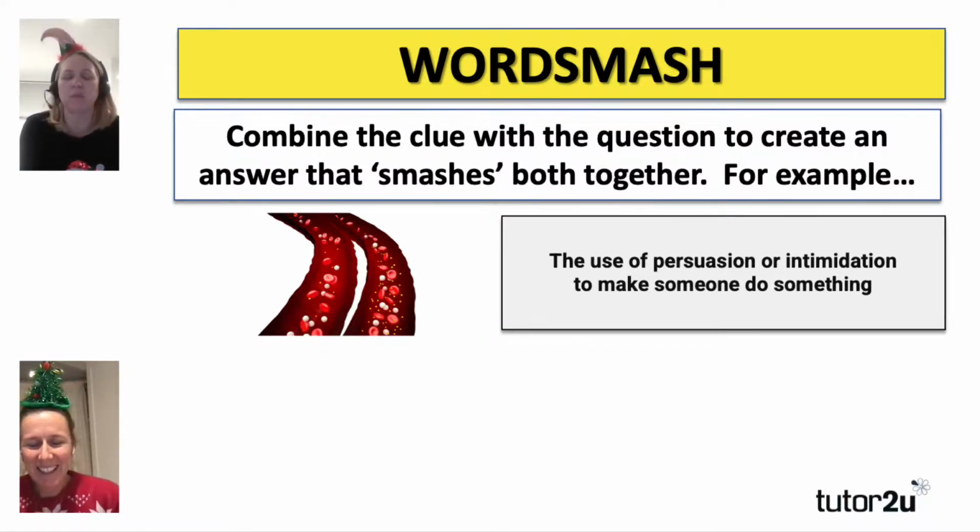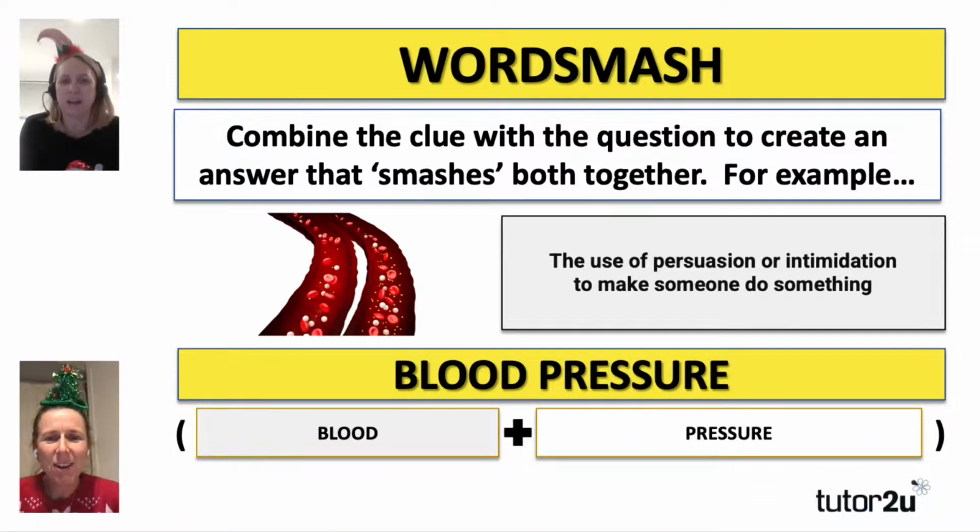Okay, we'll show people this one to get people going. Right, so it's blood pressure. On the left you've got a picture of blood, and on the right you've got pressure, because if you persuade or intimidate someone to do something, you're putting pressure on them.